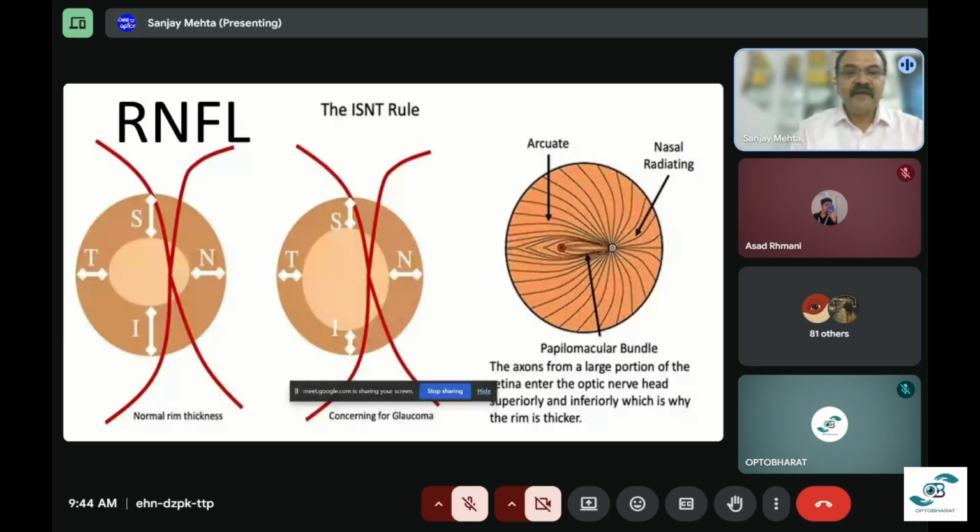This is called the ISNT rule. So it basically means the rim thickness is more at the inferior zone, then at the superior zone, then at the nasal and the temporal. So the thinnest one is at the temporal zone.